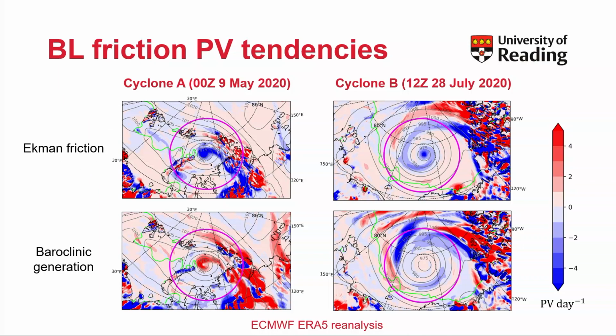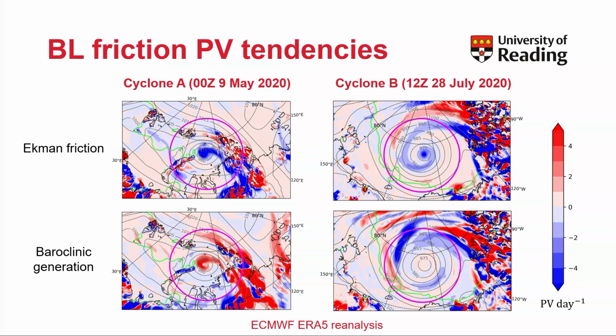So now I'm going to calculate the frictional PV tendencies. And in my work, I've actually done this from IFS model runs, but here I'm just showing them from ERA5 reanalysis to keep things simple. So on the top row is the Ekman friction term, and these are both negative. So this is consistent with Ekman pumping, as you would expect for a cyclone.